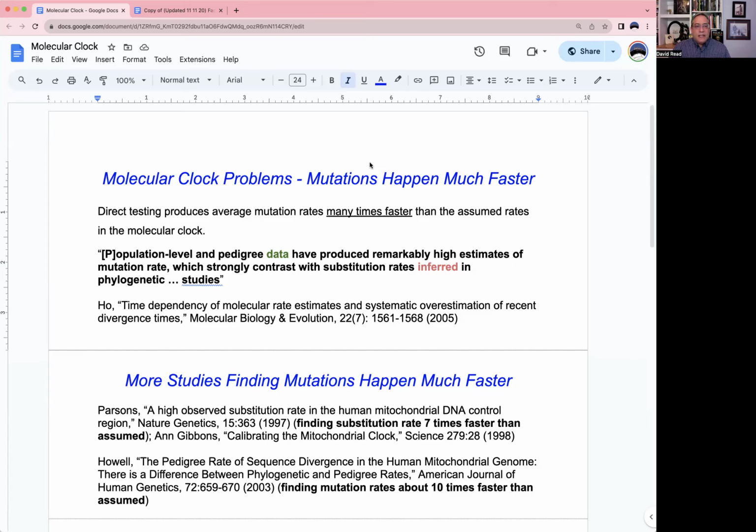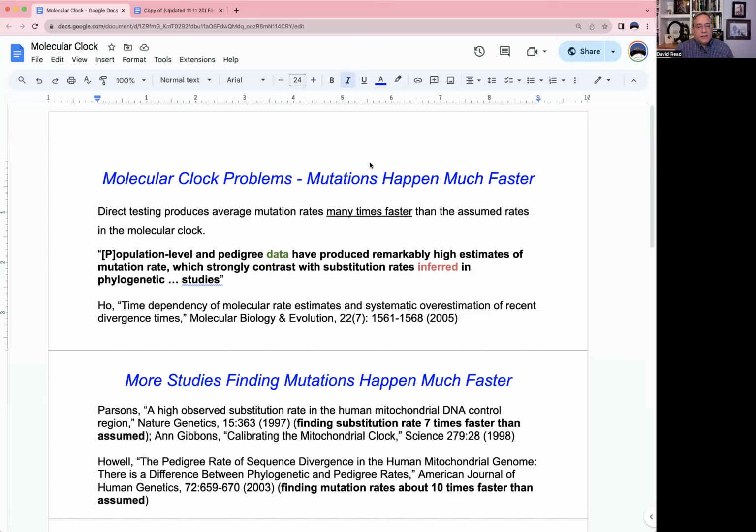When they have done these types of population level and pedigree tests to see, okay, what is the actual mutation rates instead of what has just been assumed or inferred from the theory of evolution, what they found is that the direct testing produces mutation rates that are many times faster than the rates that they have been assuming and using for the DNA dating using this molecular clock.